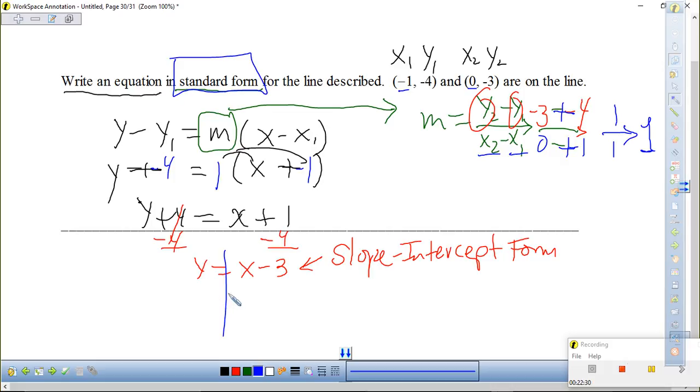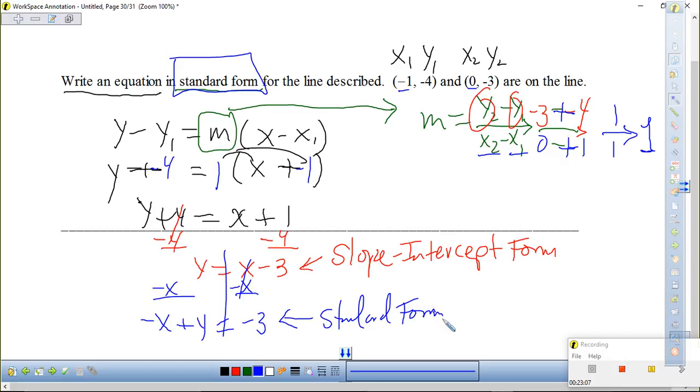Viv? That is correct. Subtract X from both sides. So we write negative X plus Y equals negative 3. And this is standard form. And we're done.